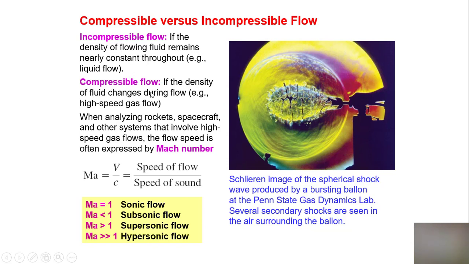For compressible flow, density changes during flow. For incompressible flow, the density of the fluid remains constant. So what it means is rho at 1 will be equal to rho at 2. So any term that has d rho over dt, the change in density over change in time, will be 0 if it's incompressible flow, because rho 1 will be equal to rho 2. If you subtract rho 1 from rho 2, you get 0.